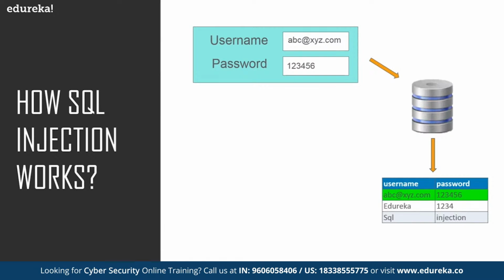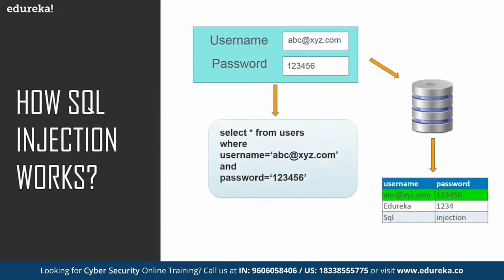So for this example, the simple query that would be generated would look something like this. SELECT * FROM users, where star means fetch any number of rows that match some condition, and users is the name of the database table. Then there's a condition to check that the username equals abc@xyz.com and the password is 123456.